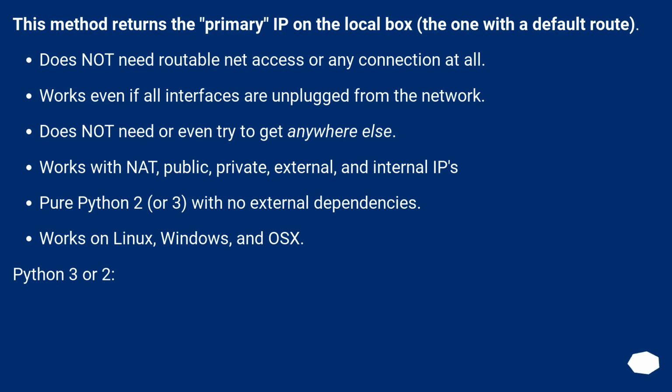This method returns the primary IP on the local box, the one with the default route. Does not need routable net access or any connection at all, works even if all interfaces are unplugged from the network, does not need or even try to get anywhere else, works with NAT, public, private, external, and internal IPs, pure Python 2 or 3, with no external dependencies, works on Linux, Windows, and OS X. Python 3 or 2.